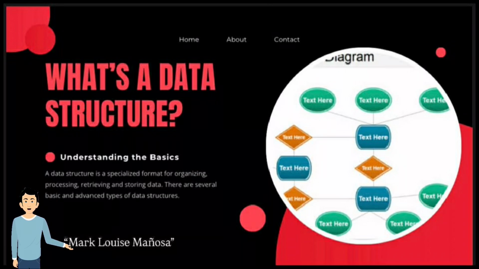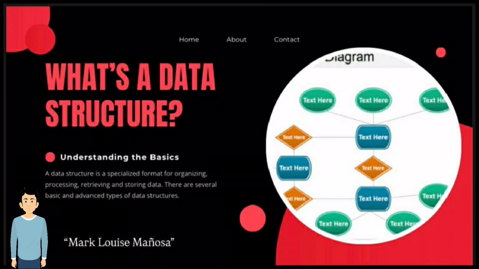A data structure arranges information in a specific way to make it easy to access, update, and manage. Common examples include arrays, linked lists, stacks, and trees.